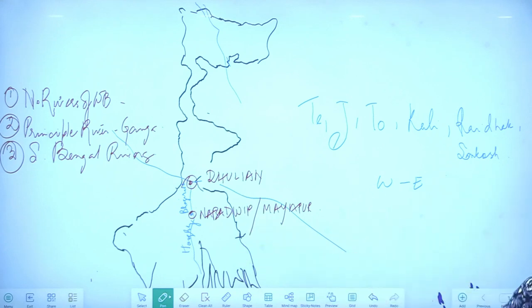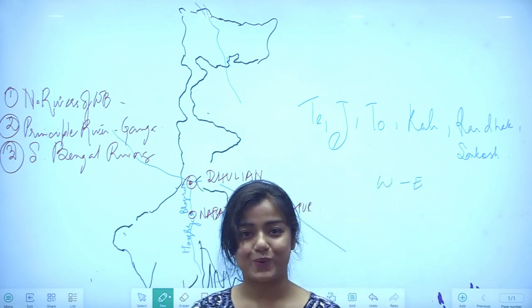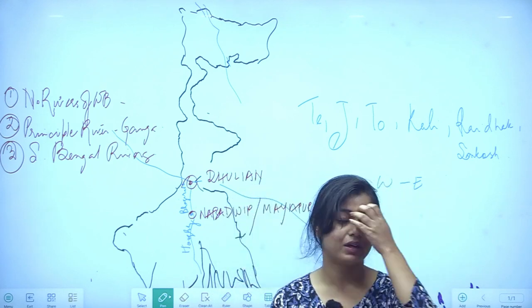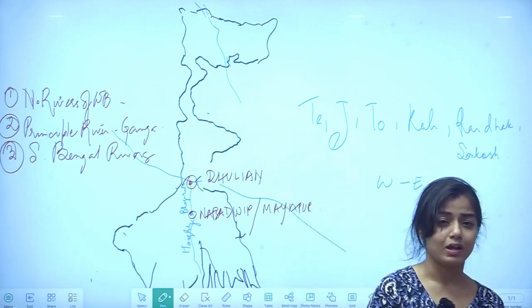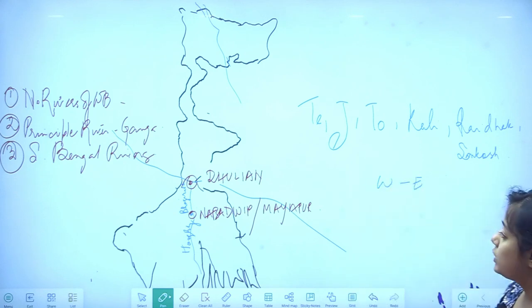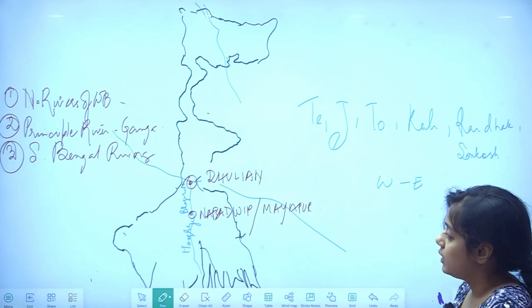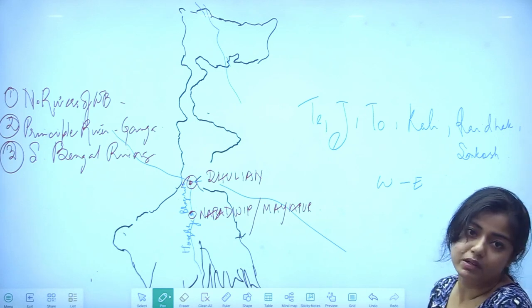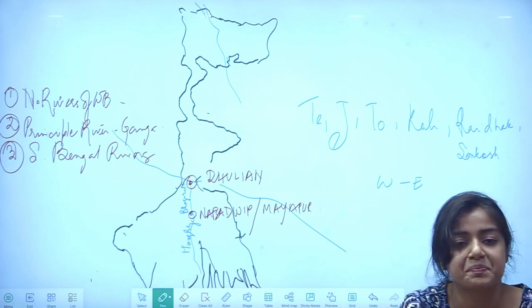From Nabodip to the Bay of Bengal, the name of the Ganga is Hooghly. So as we know, the river near Kolkata is our Hooghly river. It's not actually the Ganga river. So we go to the next part of our class, that is the southern rivers, the southern Bengal rivers.